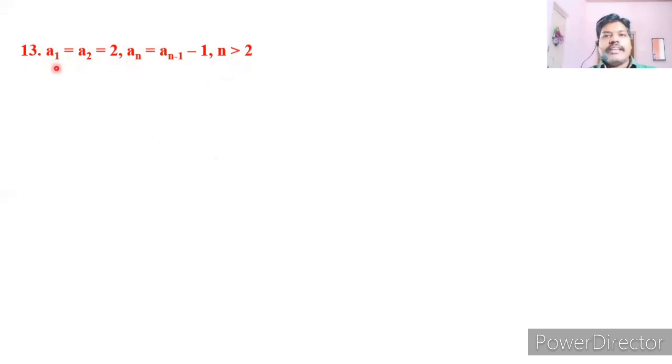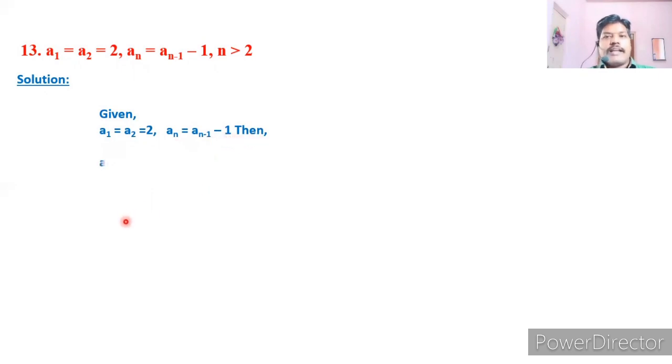So the first 2 terms, a1 and a2, are already given. You have to calculate the remaining 3 terms, a3, a4 and a5. So let's start here. First write down the conditions given in the question. The a1 value and a2 value are both 2. And they also give the nth term as a_(n-1) minus 1.